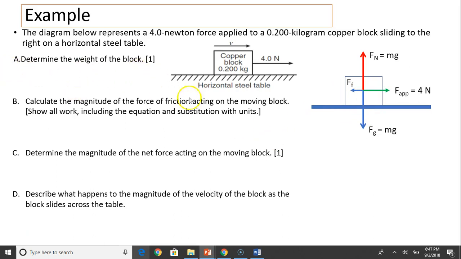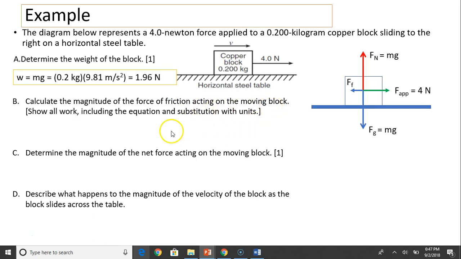A, determine the weight of the block. The weight of the block, gravity, equals mg. W equals mg, 0.2 times 9.81, so you have 1.96 newtons. B, calculate the magnitude of force of friction acting on the moving block.